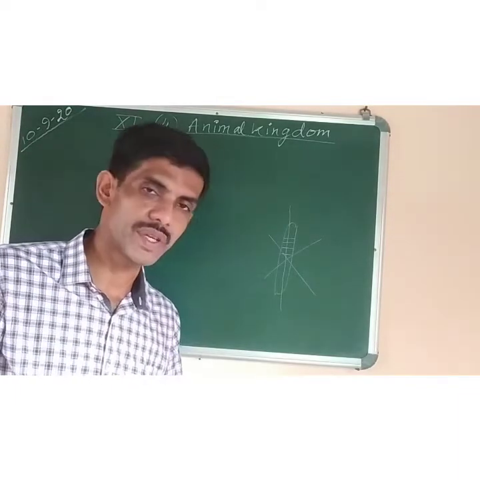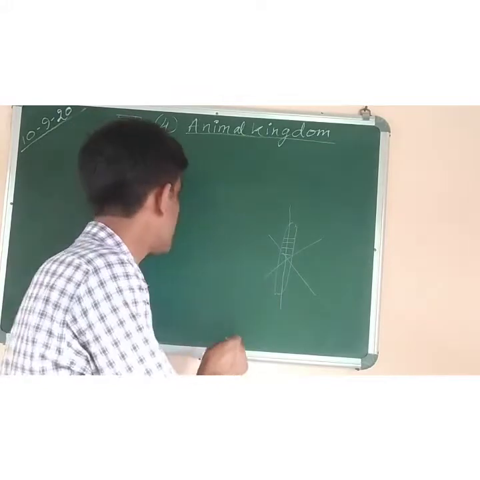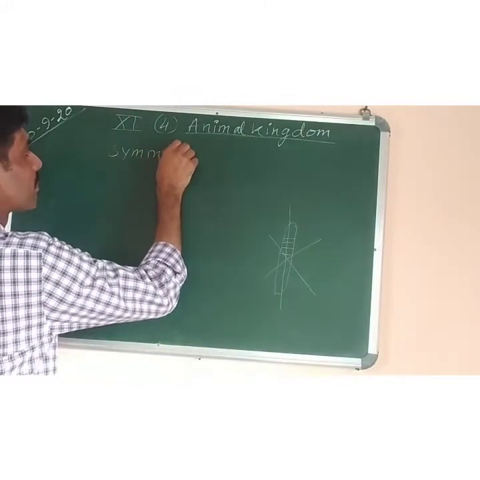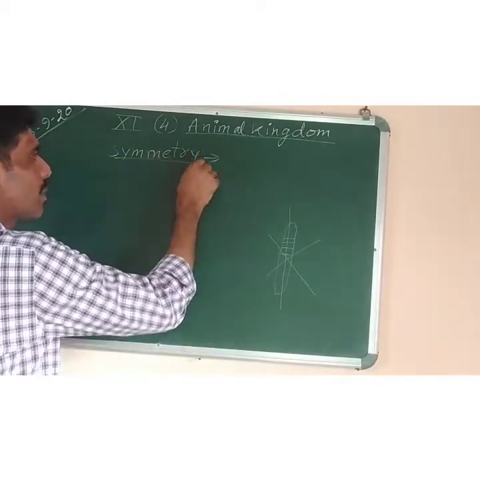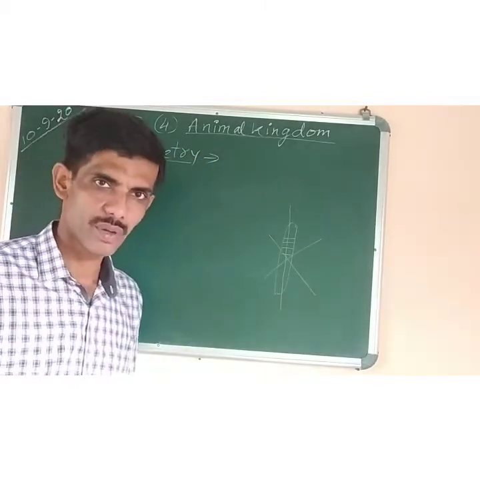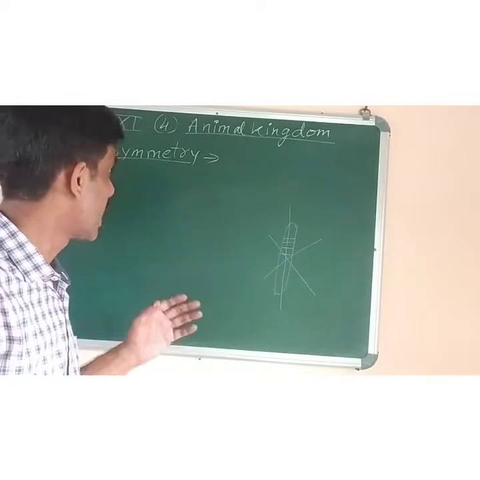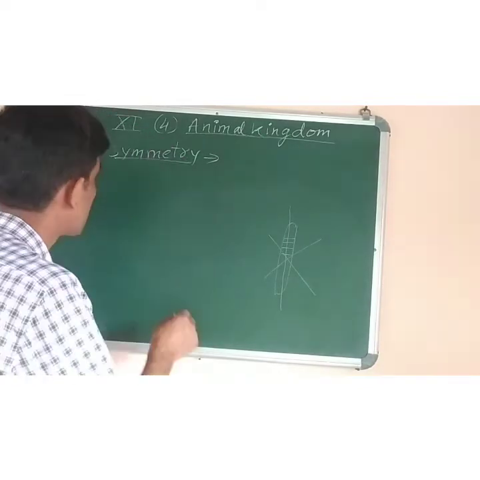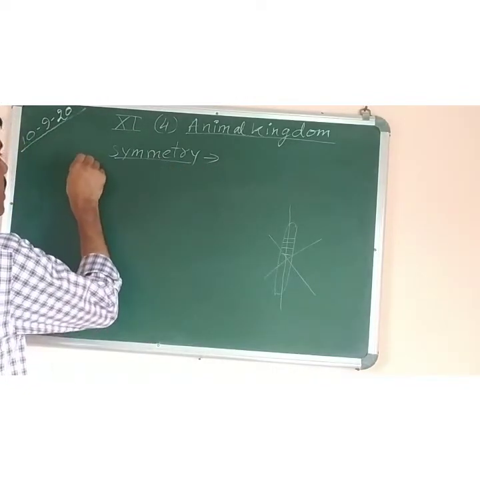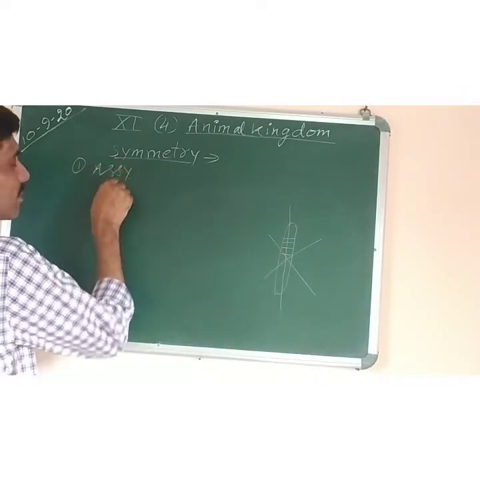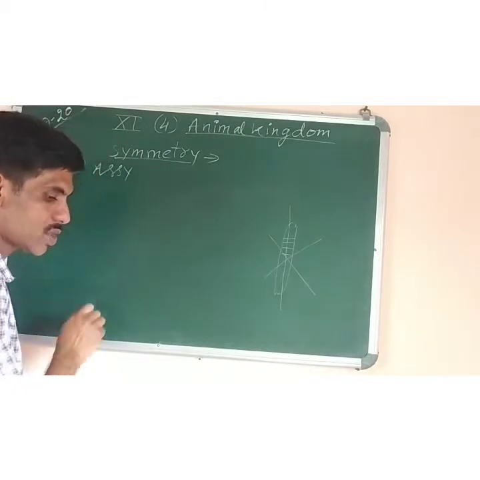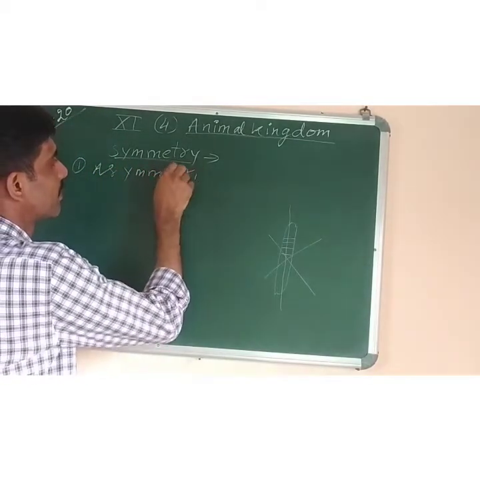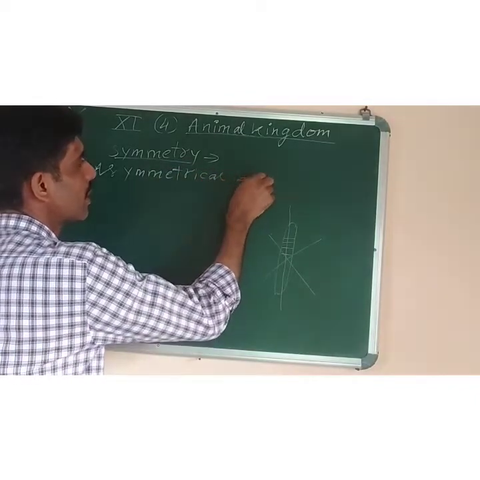Sponges are asymmetrical. Example of asymmetrical animals are sponges. We are talking about the symmetry. Symmetry means like mirror images or equal halves. Like in case of sponges, what you will find, they are asymmetrical. So there are three types of animal. Number one is asymmetrical. Example, sponge.